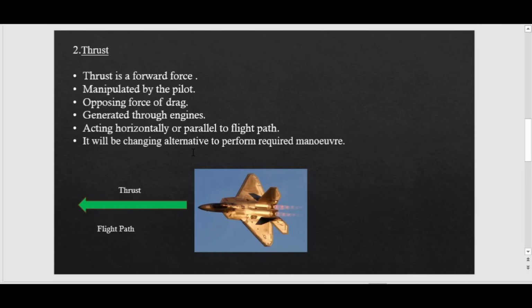Suppose the aircraft is accelerating: while in acceleration mode, the thrust should be greater than drag. And when it comes to landing, the drag is greater than the thrust. So this is what we have about thrust.